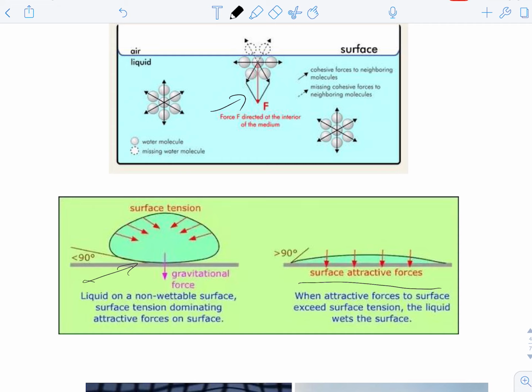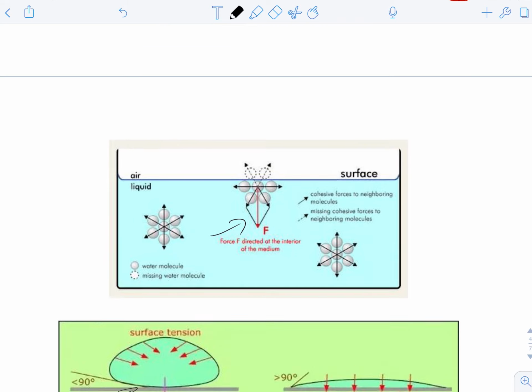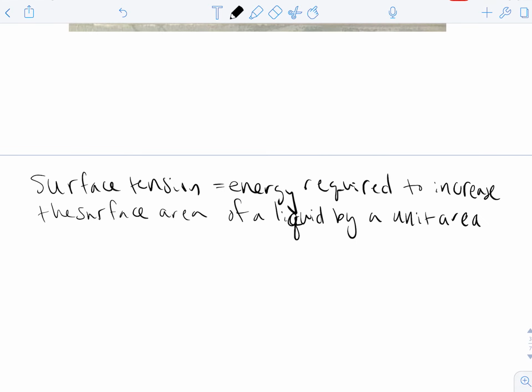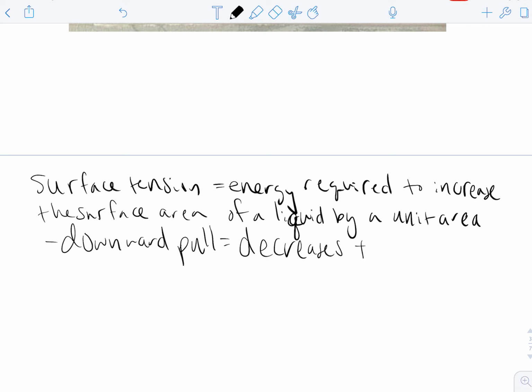Okay, so surface tension is based on a downward pull. This downward pull decreases the surface, and that is what we call surface tension.